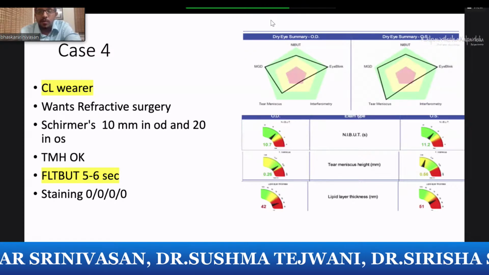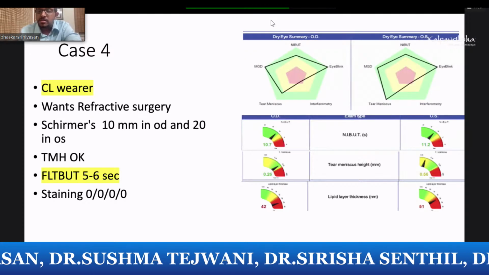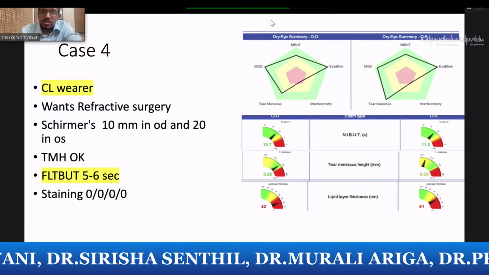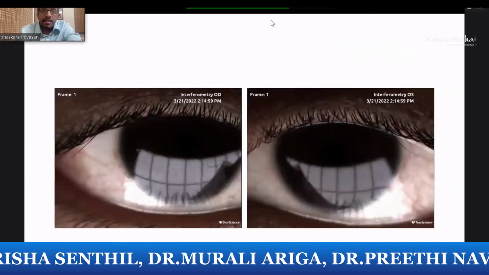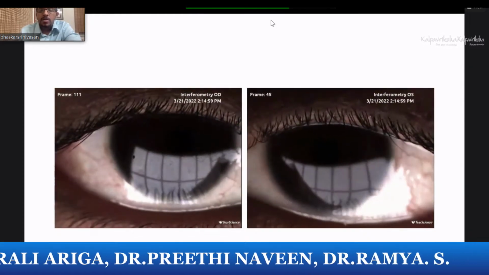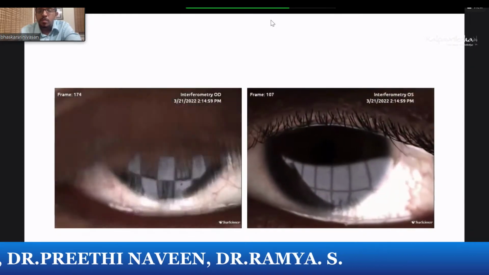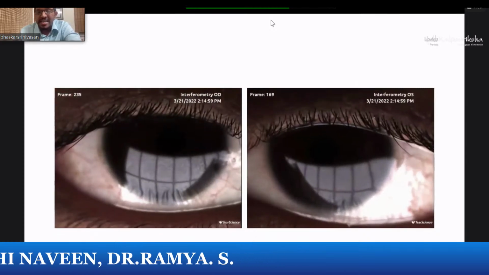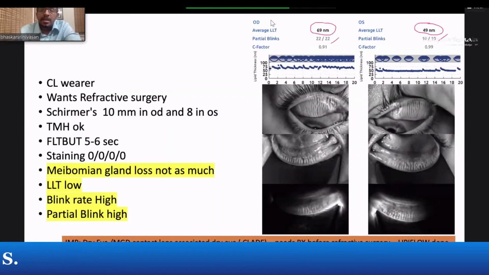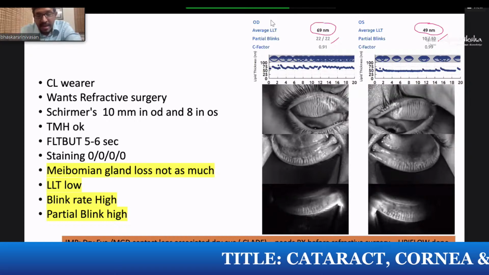The tear meniscus height was fine, but the lipid layer thickness was on the lower side. The fluorescein breakup time was also slightly on the lower side. And this is the LipiView. You can see the interference pattern shows a more dark grayish pattern, which indicates that the lipid layer is not as thick as it should be, and the value is around 60 nanometers in the LipiView, and it was around 42 in the dry eye analyzer.